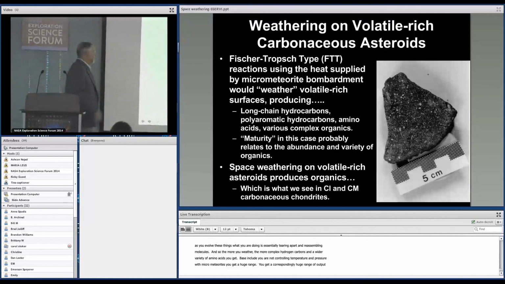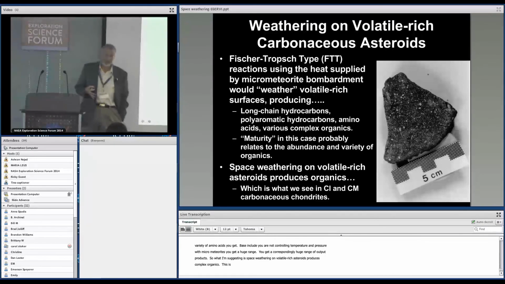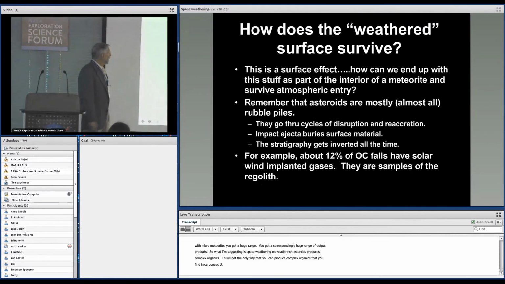So what I'm suggesting is space weathering on volatile-rich asteroids produces complex organics. This is not the only way you can produce the complex organics that you find in carbonaceous chondrites, but I think that's a reasonable source for at least some of these materials that we see in CI and CM carbonaceous chondrites. When I've given this talk to various groups, I invariably get a question of, well, this is a surface effect. How does this stuff survive atmospheric entry?